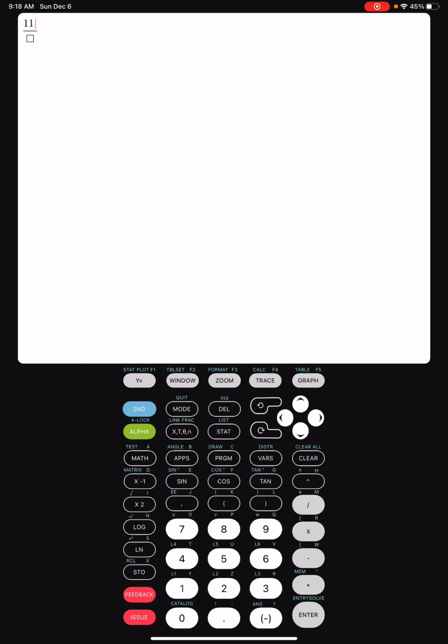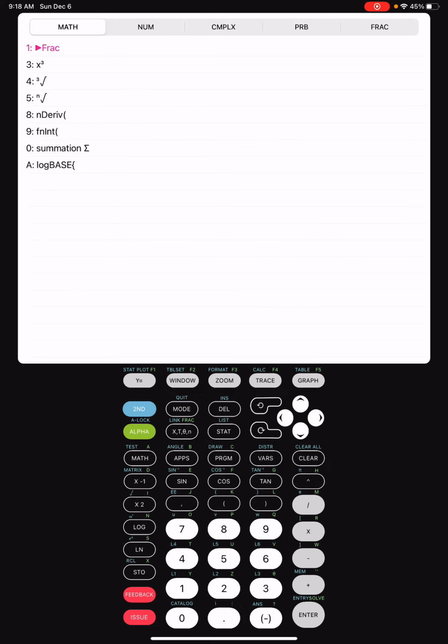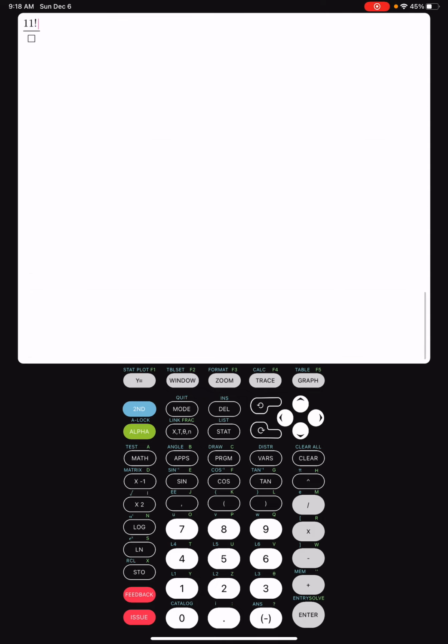And on top, I do 11. And then to do factorial, I click on Math, and I go over to Probability, PRB, and I go down to Factorial. And then on the bottom, I've got 11 minus 3. And then I'm going to do factorial again. And I get an answer of 990.